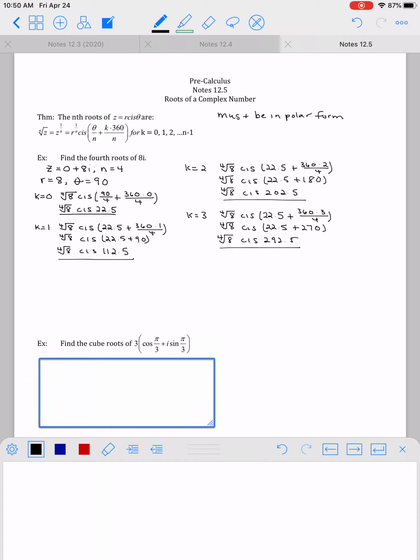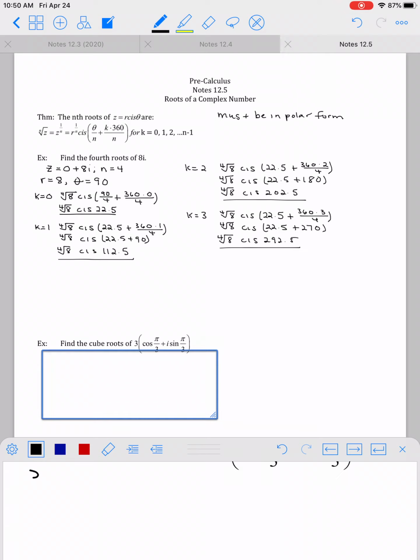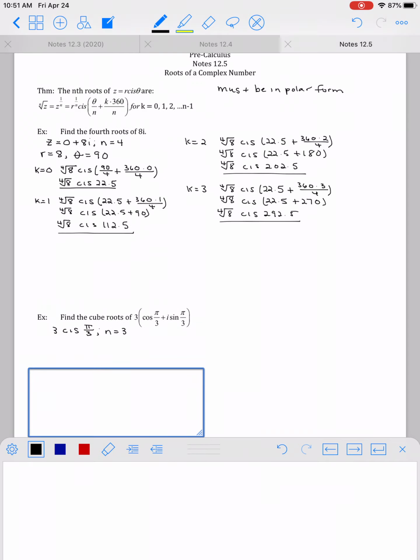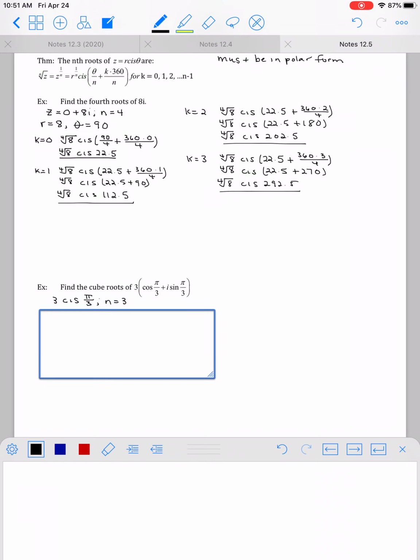All right, now I'd like to do an example in radians. The first thing we're going to do is shorten that. So 3 cis pi over 3. And we want the cube roots, so this time n's going to be 3. And now we're going to work in radians. So I'm going to start by initializing k at 0. And all this work, you do have to show when you're writing it out, to show where the roots come from.